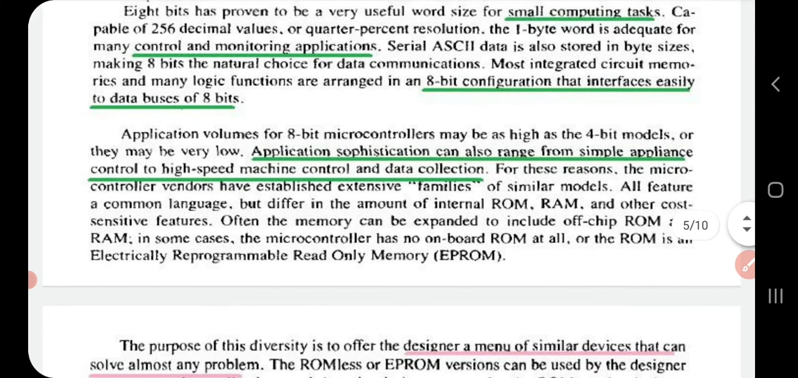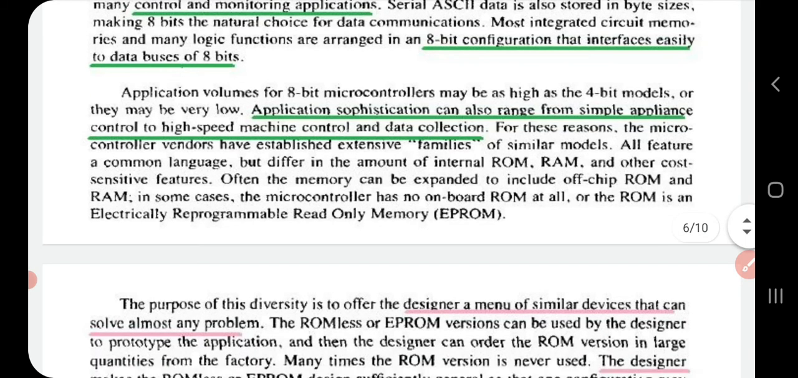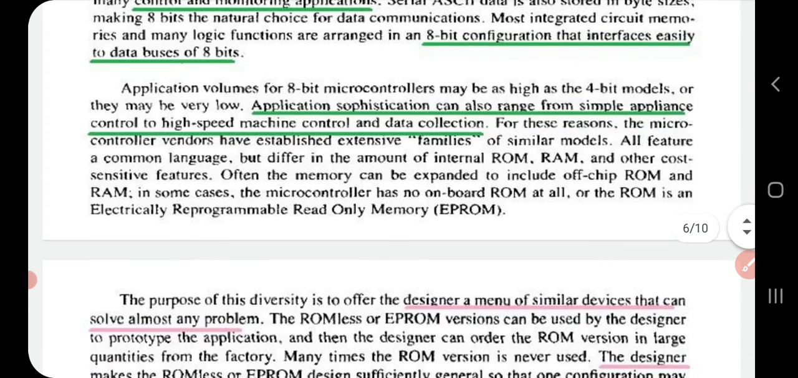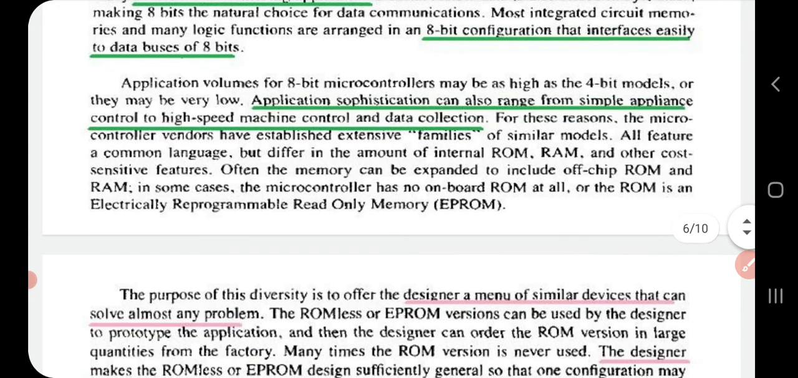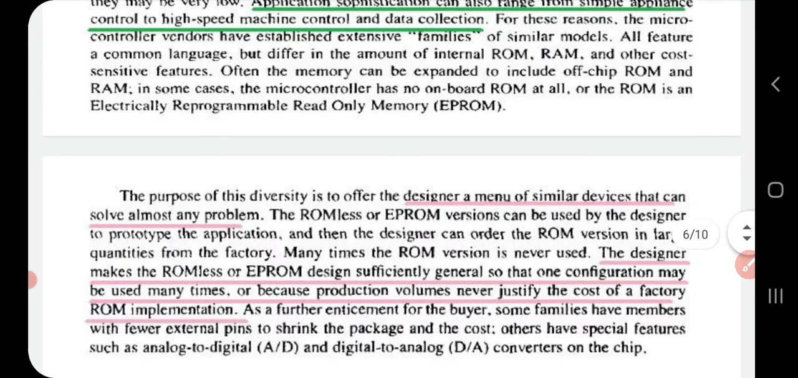Another point is that the application sophistication can range from simple control operations to higher control operations and data collection. For these reasons, microcontroller manufacturers have established extensive families of 8-bit microcontroller models. Then the next paragraph is about the ROM, RAM and EEPROM features of these 8-bit microcontrollers.